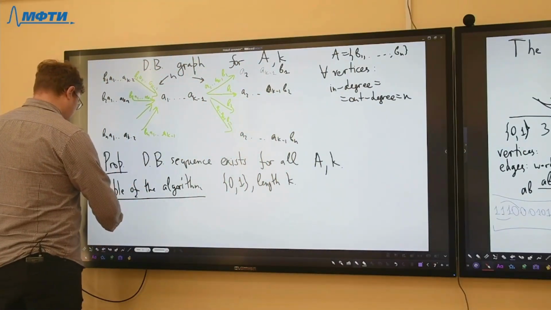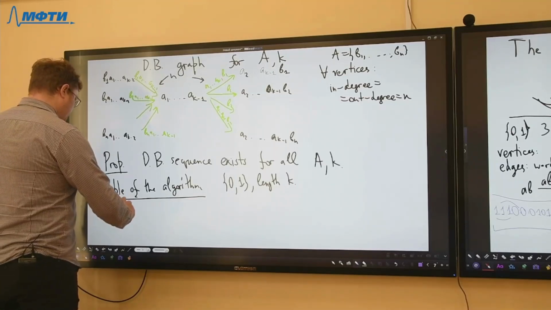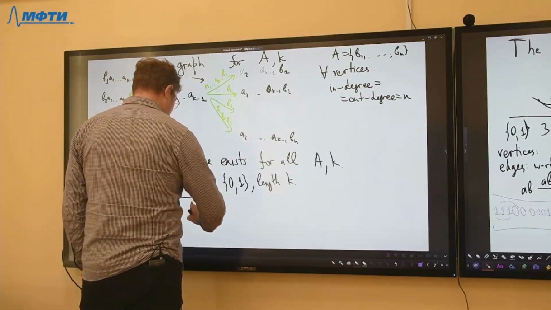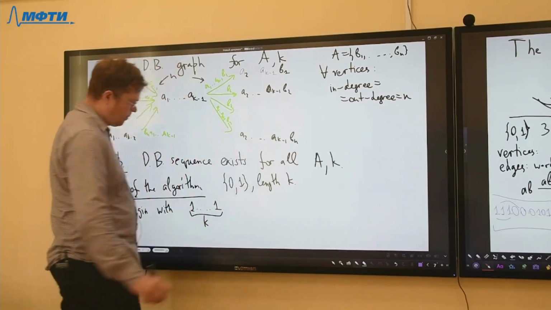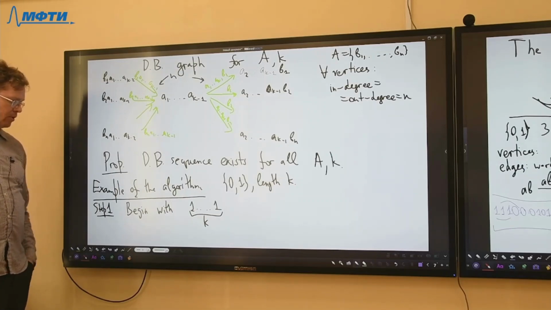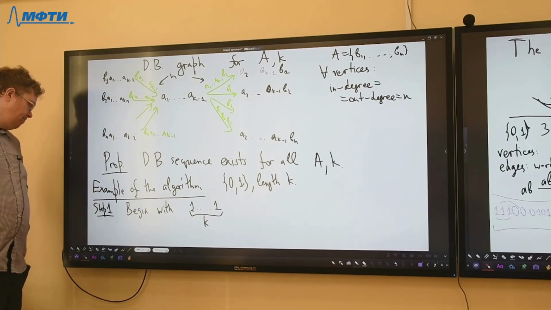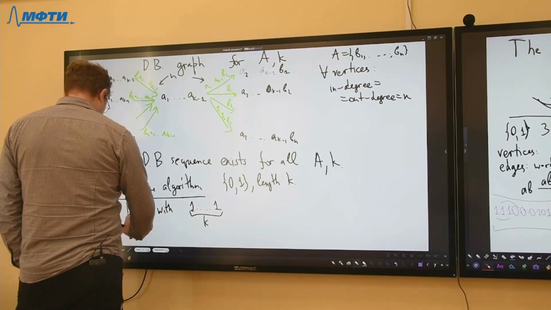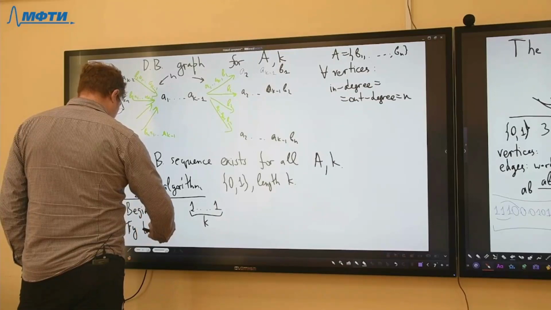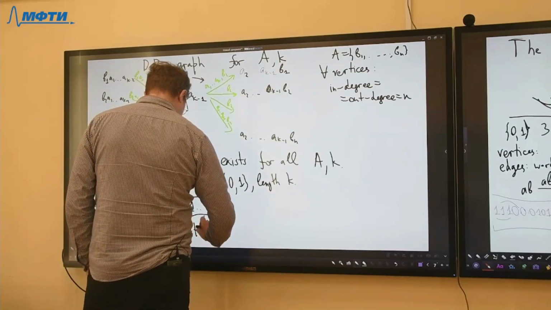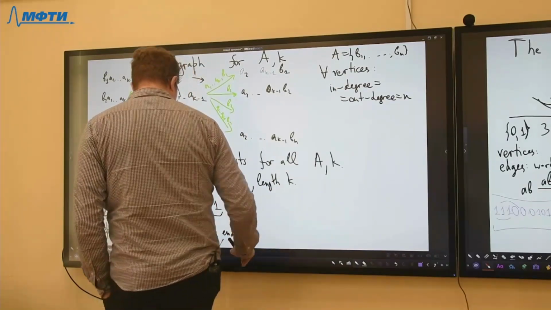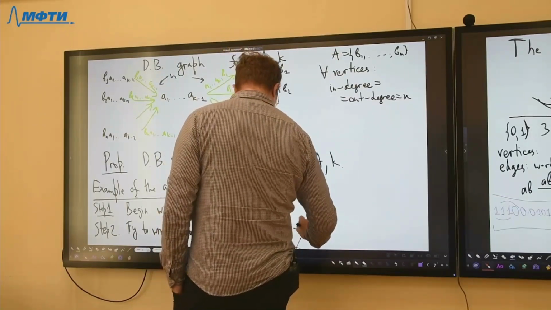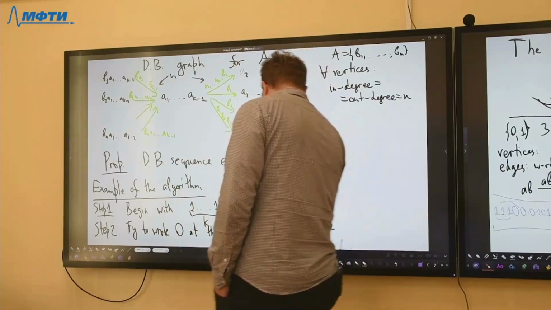The first step: begin with all ones. So we just write the word that contains only ones, and then try to write 0 at the end. If it is okay, continue.